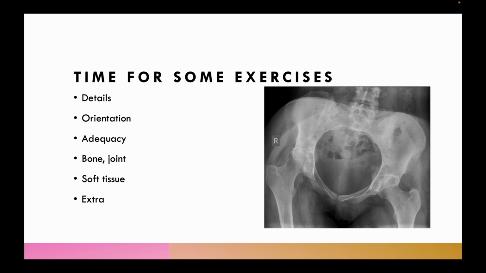Then there is some time for some exercise. This is a radiograph. Just think about it. How would you describe it? So first of all, details. Now we are not aware of the patient details here. Comment that this is an anteroposterior radiograph of pelvis with both hip joints, including both proximal thigh and the lower part of the lumbar spine in a skeletally mature patient.